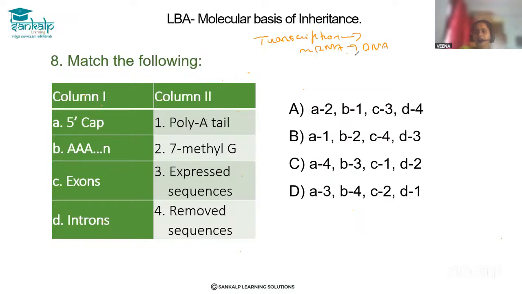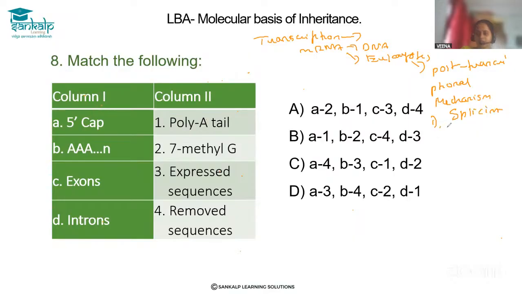In case of eukaryotes, one extra process is there, which is called the post-transcriptional mechanism. This process involves what is called splicing.